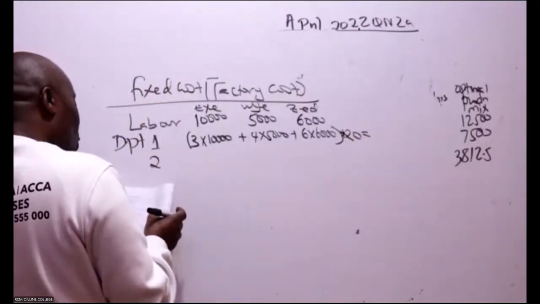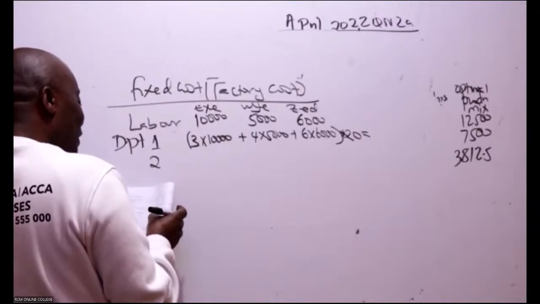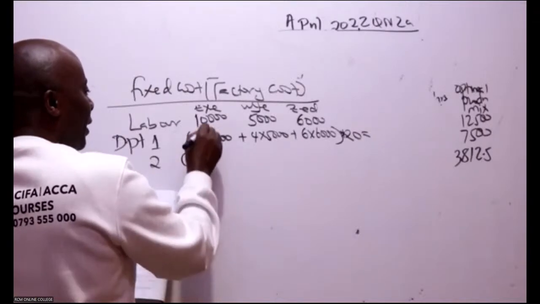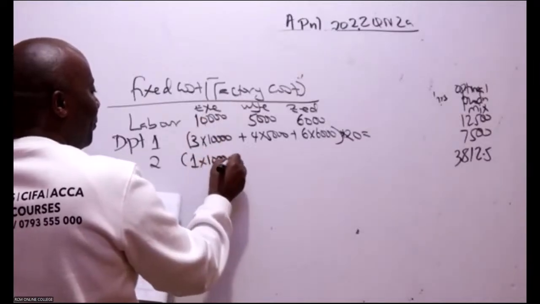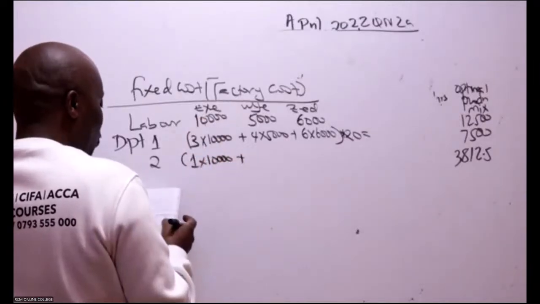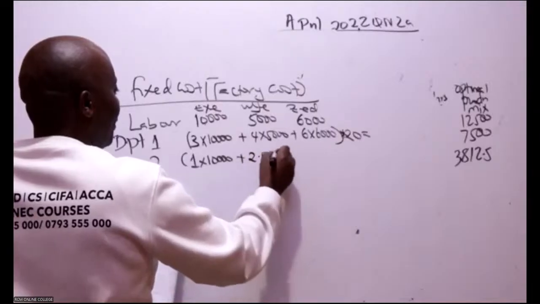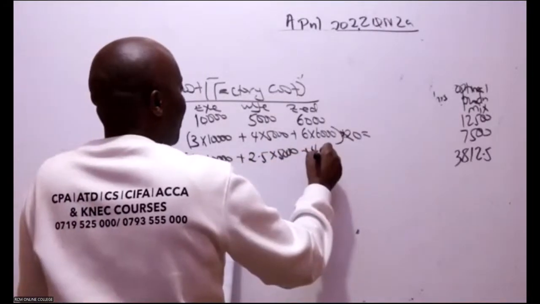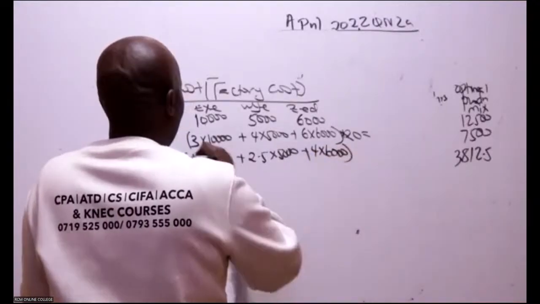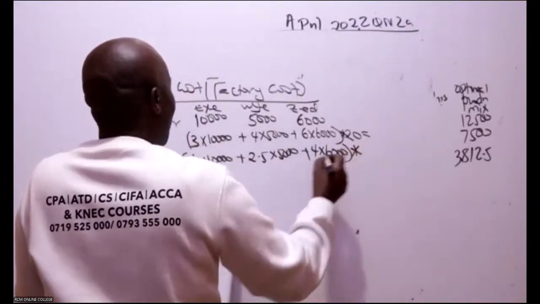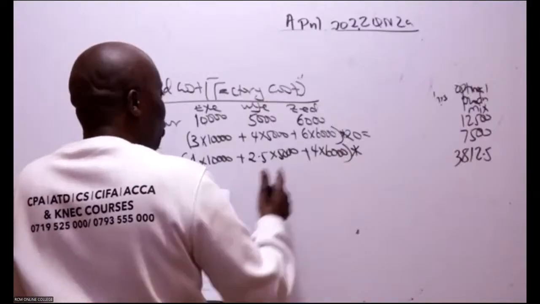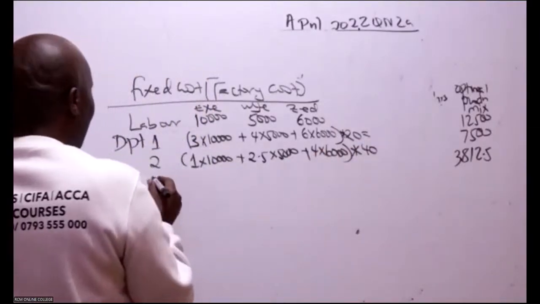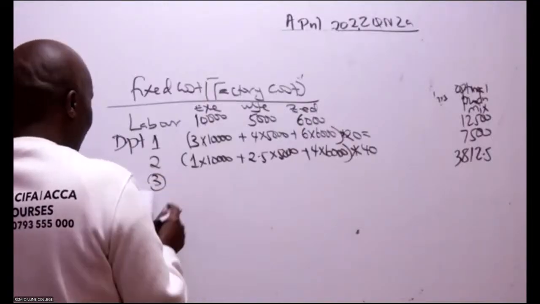Department number 2, from additional information 1, I can see the labor hours per unit. So then I will talk of 1 times number of units, 10,000. Plus, in this case here, 2.5 times 5,000. Plus, in this case here, 4 times 6,000, like that. So times Department 2 rate, ladies and gentlemen, is 40. And then we have number 3, Department 3.